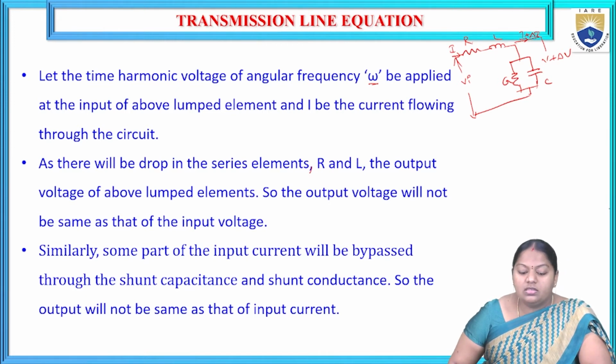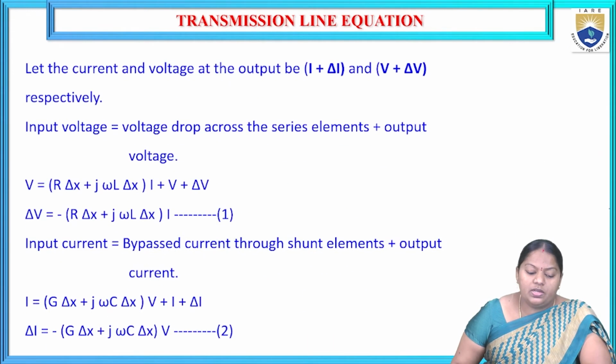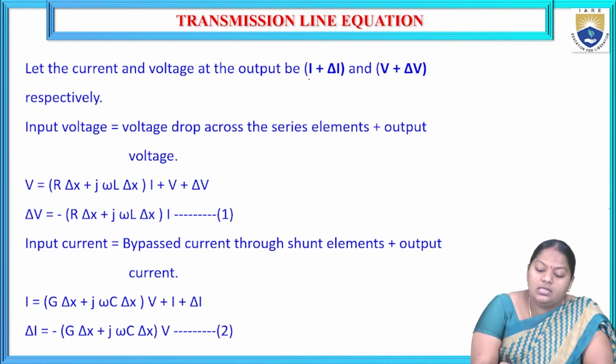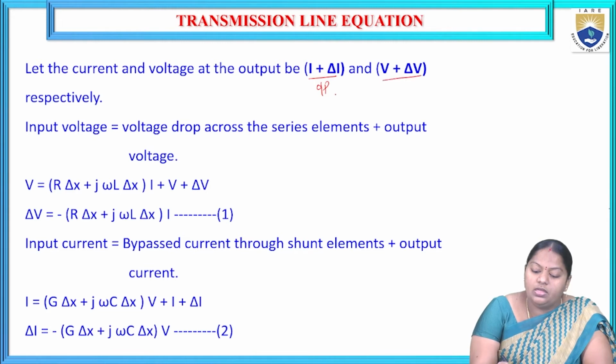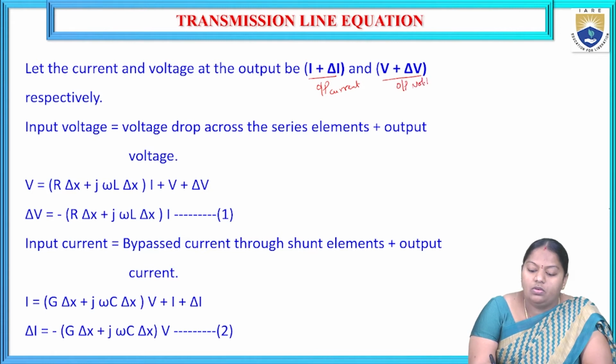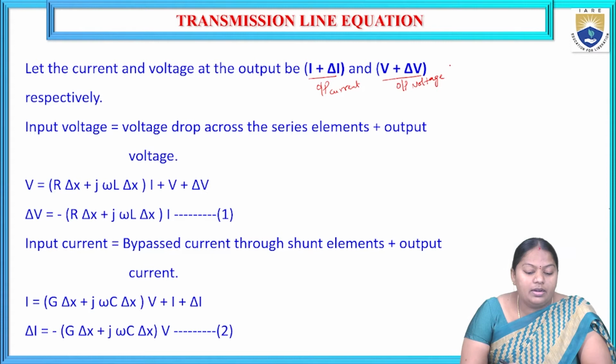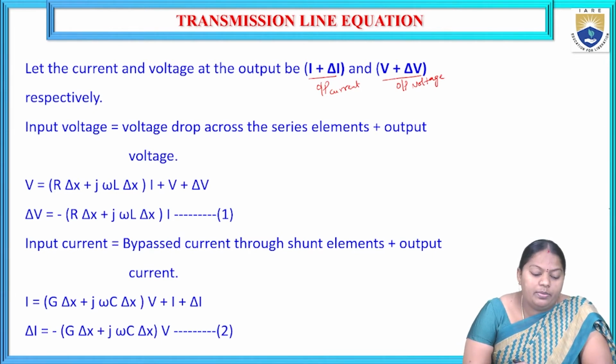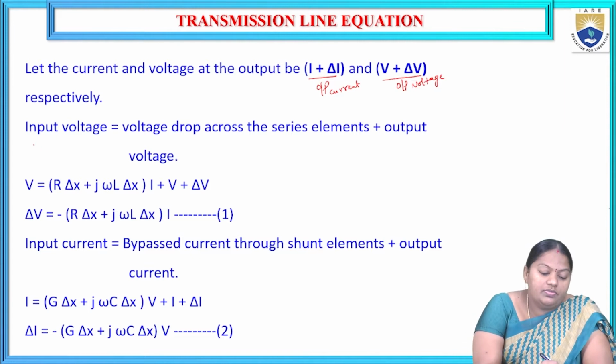Because the series elements exist, the input voltage is not equal to the output voltage. Then because of the shunt connection, the input current and output current will not be the same. Depending upon this principle, we write: let the current and voltage at the output be I plus delta I and V plus delta V respectively, where V plus delta V represents the output voltage.